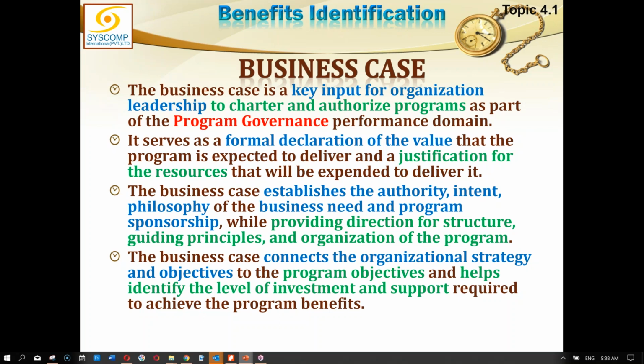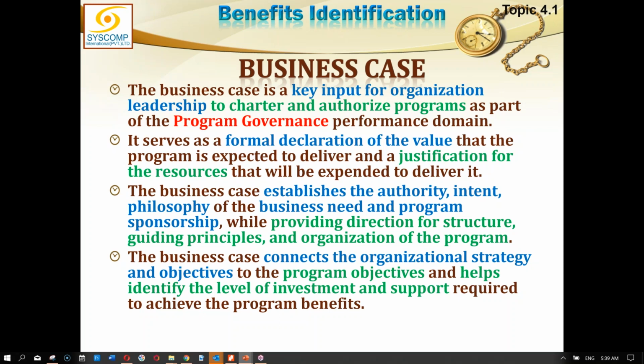It serves as formal declaration of the value, that this work is justified, that if this is done, it will give us this benefit or this value will be delivered. That a program is expected to deliver and a justification for the resources that will be expended to deliver it. So when we have this justification only, then we can authorize the program. Business case also establishes the authority, intent, philosophy of the business need and program sponsorship while providing direction for structure, guiding principles, and the organization of the program. How this program has to be generally done.